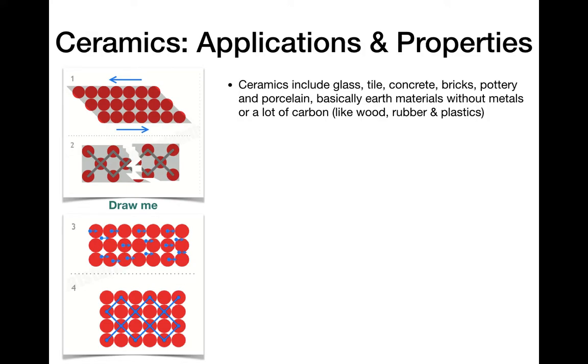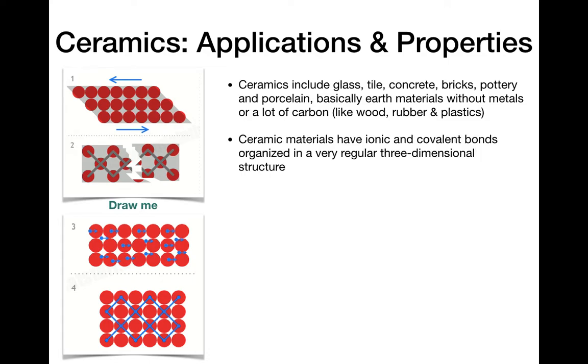So ceramics include, of course, concrete and pottery, but also glass, tile, bricks, and porcelain, basically all the different earth materials that don't have metals or carbon, like wood, rubber, and plastics. There could be metallic elements in there, but it's not made of a pure metal element. So be careful with the differentiation.